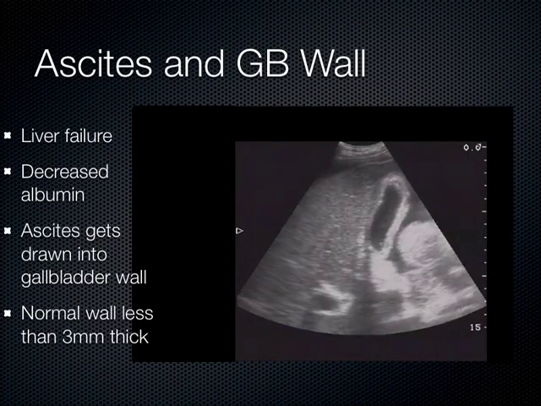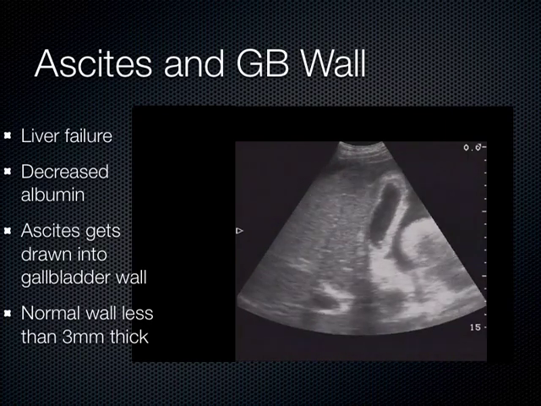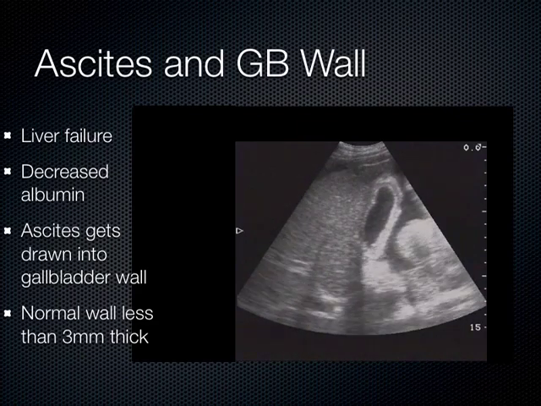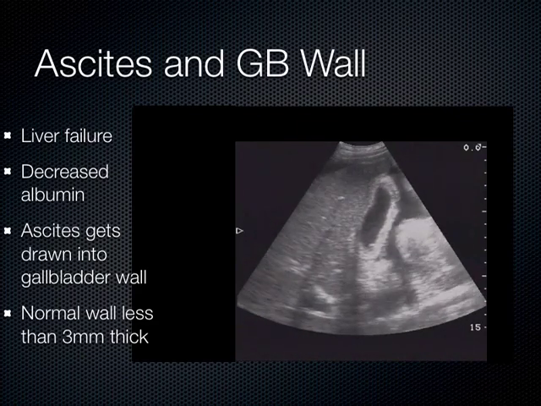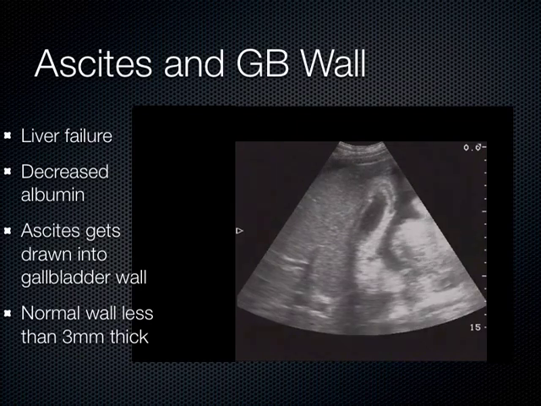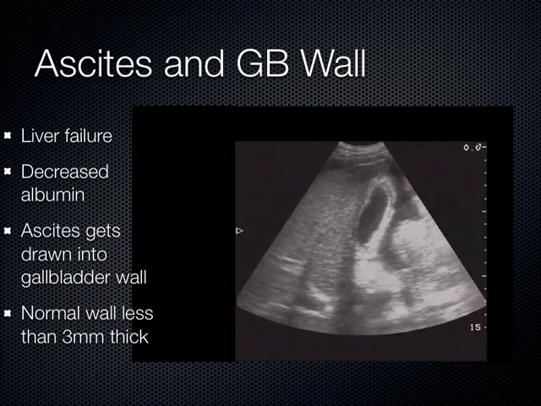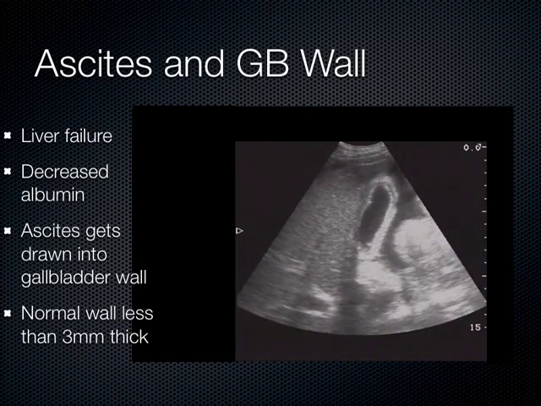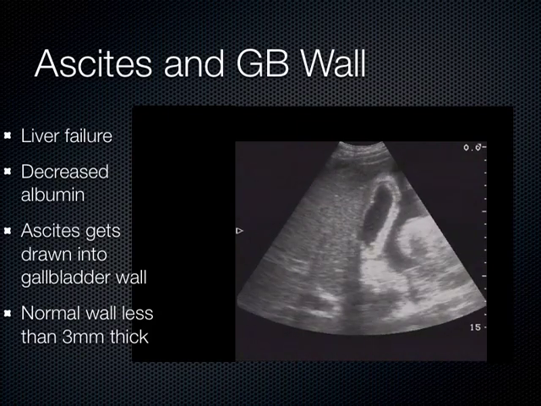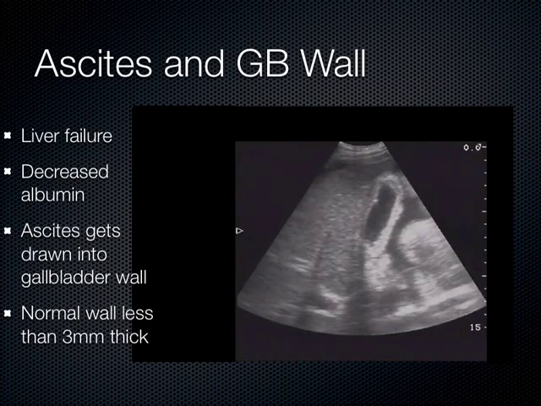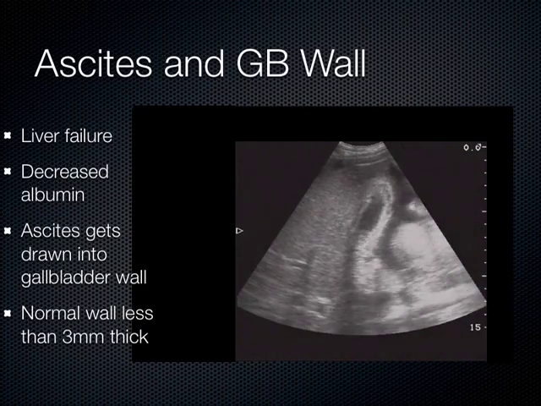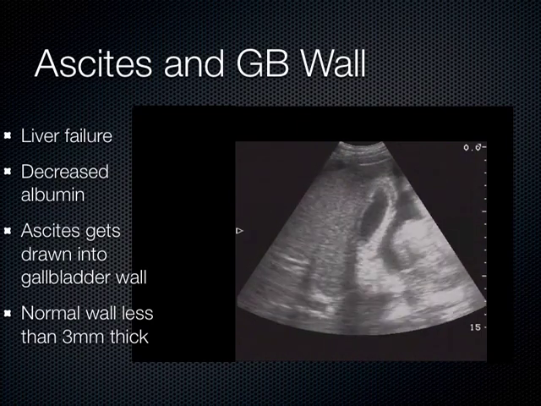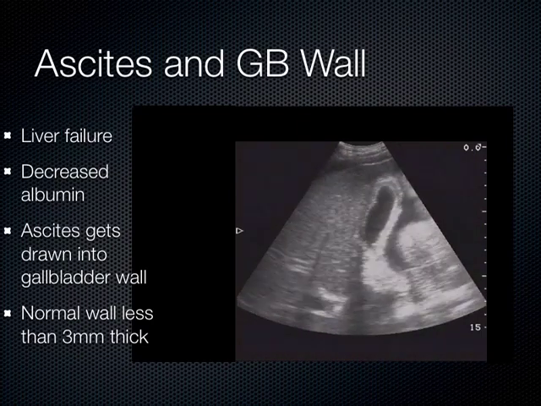What happens when a patient has ascites is that the acidic fluid gets into the wall of the gallbladder. So you know why people have ascites, right? The liver starts to fail and it doesn't make the proteins anymore, so it can't keep the fluid inside the vessels, and it extravasates into the third space, which in this case is the peritoneal lining, and the fluid then absorbs into the gallbladder wall, causing the gallbladder wall to be thickened.